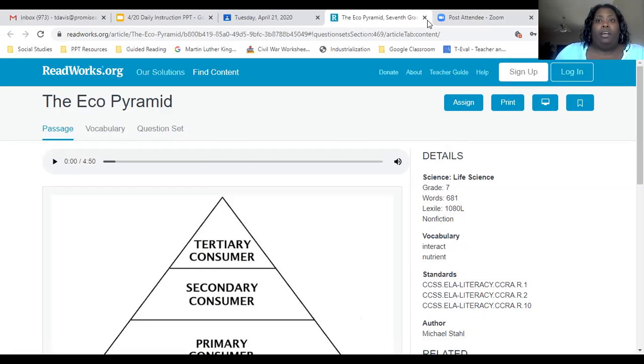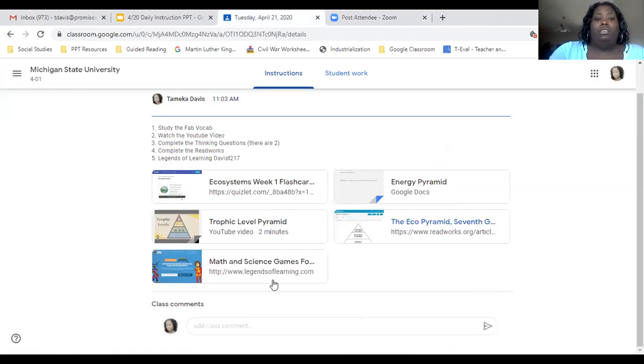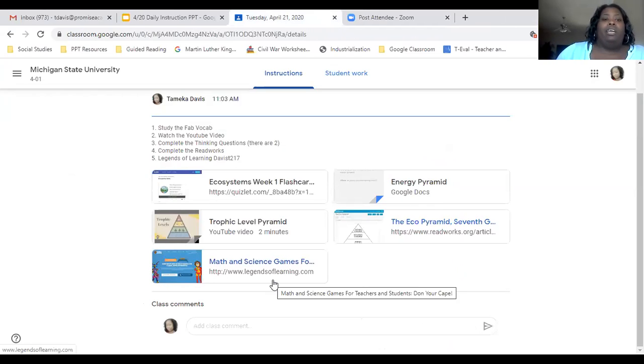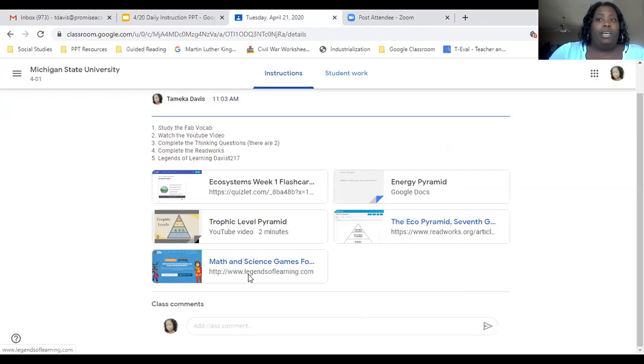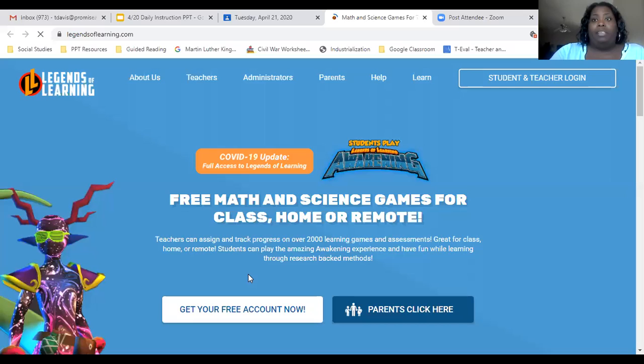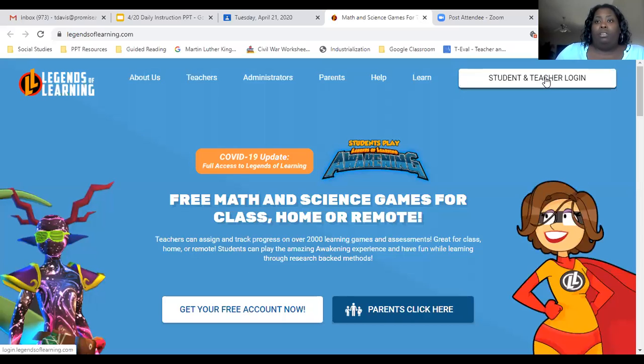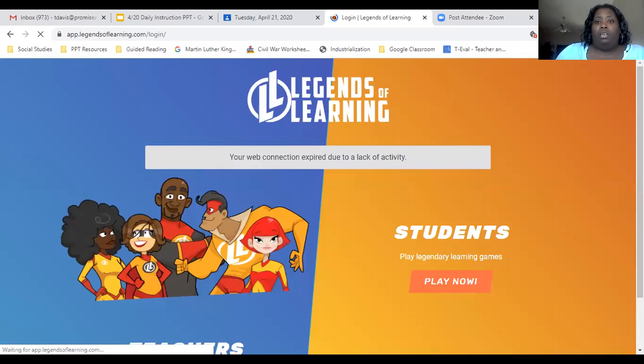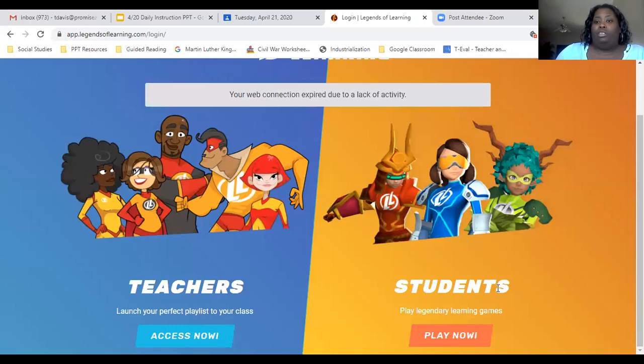And then from there, I want you to log in to Legends of Learning. And remember, I've already signed you up, so you do not have to sign up again. All you have to do is log in as a student. So here it's student and teacher login. When you go in, you'll click student and teacher login. You're going to click on the side that says students and then play now.